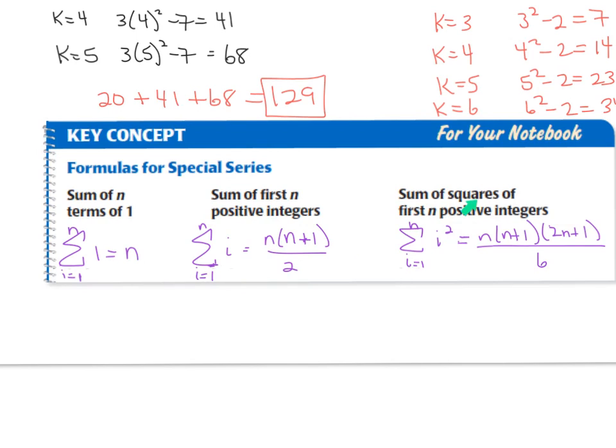And then the sum of squares of the first n positive integers, so if you wanted the squares from 1 to 9, so the top limit would be 9, you would plug in 9 times 9 plus 1 times 2 times 9 plus 1, all divided by 6. So these are formulas that, again, have already been worked out for you. So instead of guessing and checking, if it asks for the sum of the first 10 positive squares, then you could just plug it into this formula.